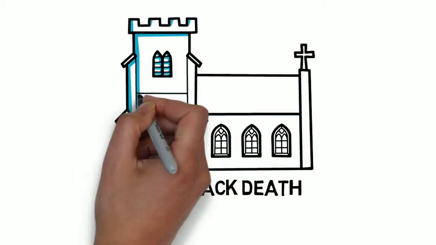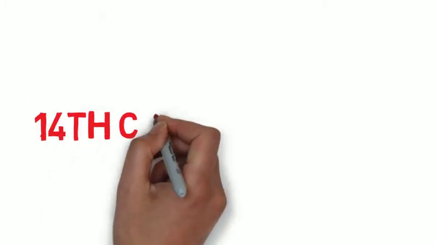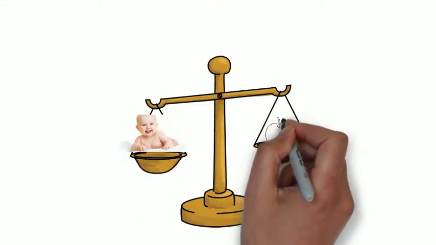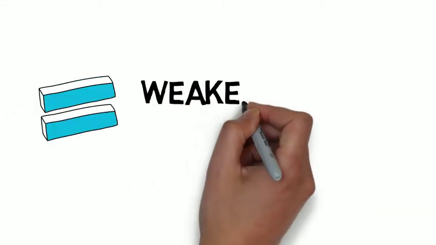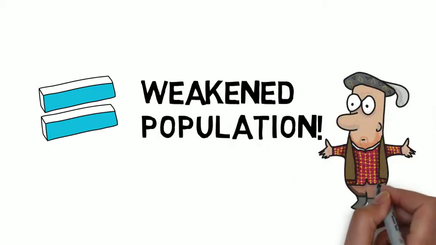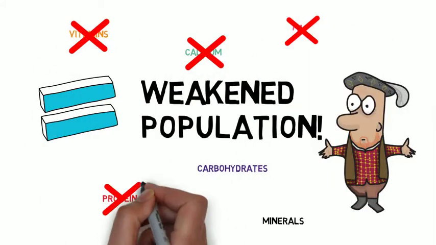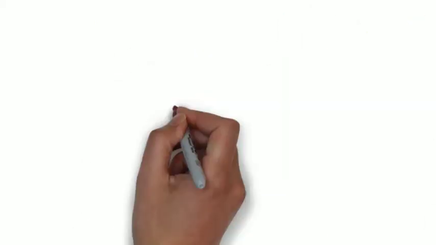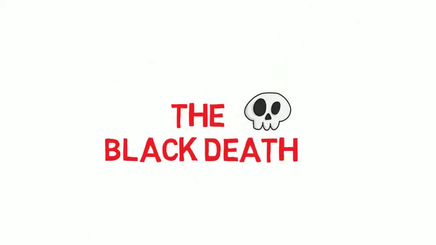The Black Death. The Black Death occurred in 14th century Europe. Fertility rates outweighed food supply, and individuals did not have an adequate intake of nutrients. This created a weakened population. This population was vulnerable to illness. An epidemic that caused havoc was the Black Death.